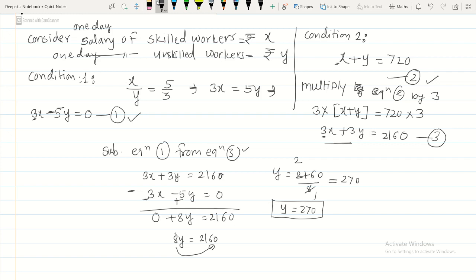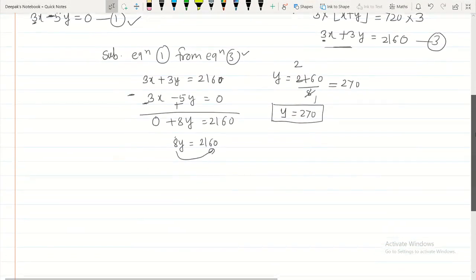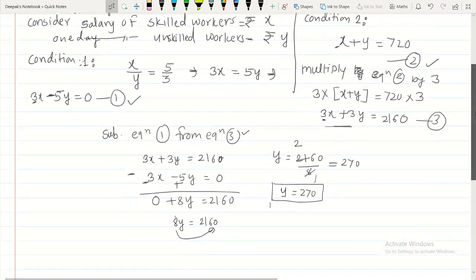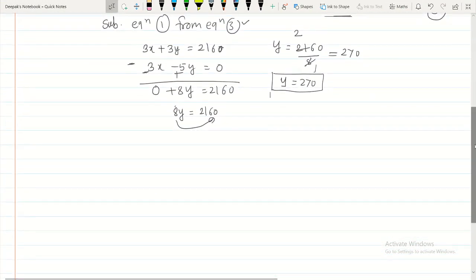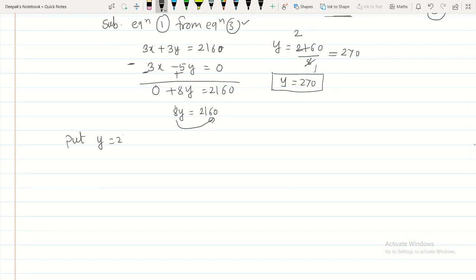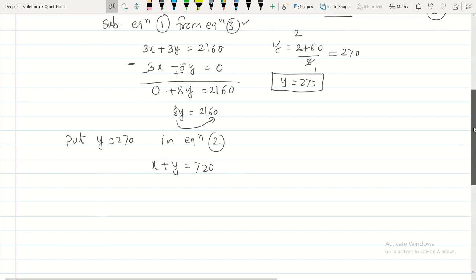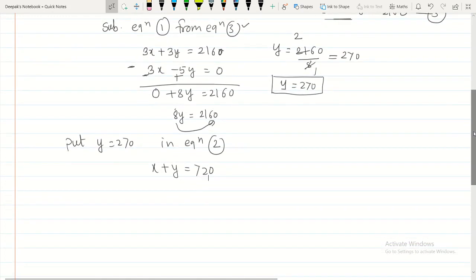So put the value of y equal to 270 in equation 2, right? What is equation 2? x plus y is equal to 720, right? Yes, the same equation we have. So place the value of y equal to 270 over there.